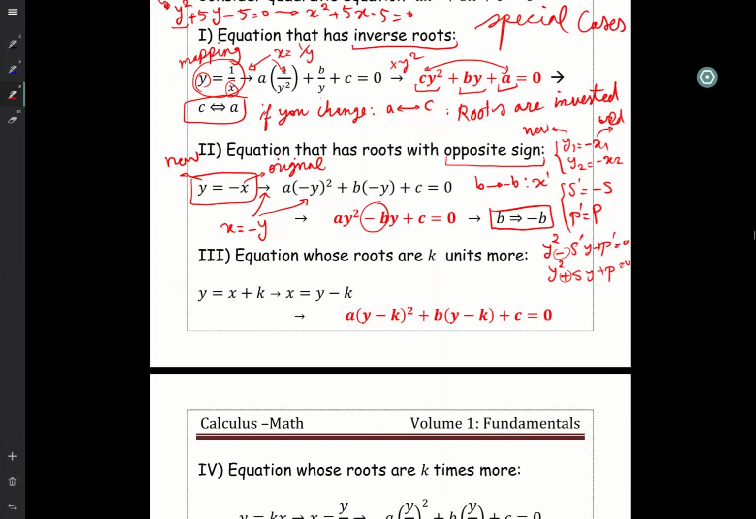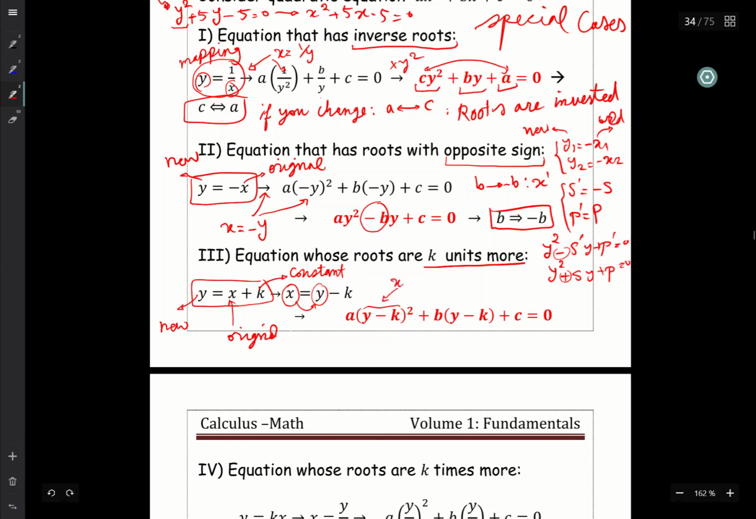Now the third case is if we want to make a quadratic equation whose roots are k units more than the original one. Again, x is the original variable in the original equation, and y is the new variable, which gives us the new roots, and k is a constant, right? So we want to have this mapping, so we write the original variable in terms of the new. Basically we invert the mapping, okay? And then we put x in terms of y into the original quadratic.